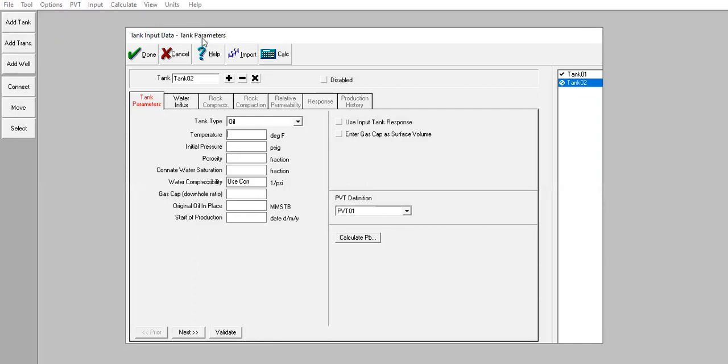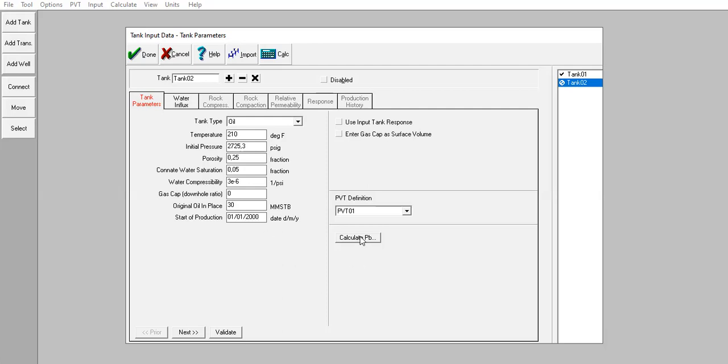All right, so for the second tank, for the second reservoir, you can follow me again. Tank type, oil. Temperature 210, initial reservoir pressure 5.3, with porosity 0.25, connate water saturation, okay, water compressibility the same, gas cap ratio 0, the original oil in place 30 million stock tank barrel of oil. The same start of production.